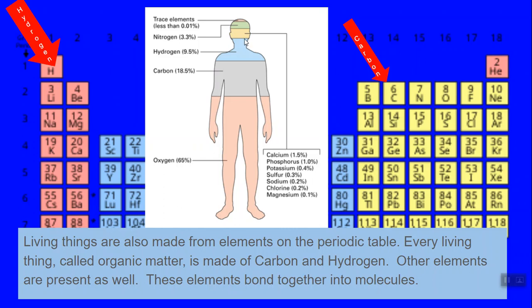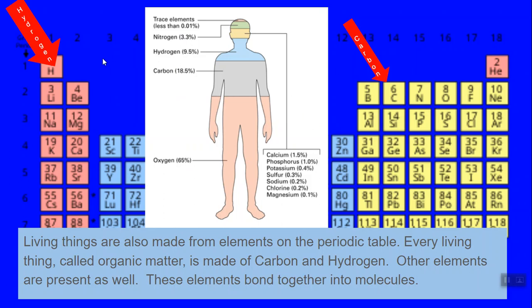So you can see here on this diagram of the silhouette of the human that we have carbon and hydrogen in it. Every living thing has a dominant presence of carbon and hydrogen in it. We also have oxygen, nitrogen, and some other trace elements. Trace elements means that they're present, but only in a small amount.